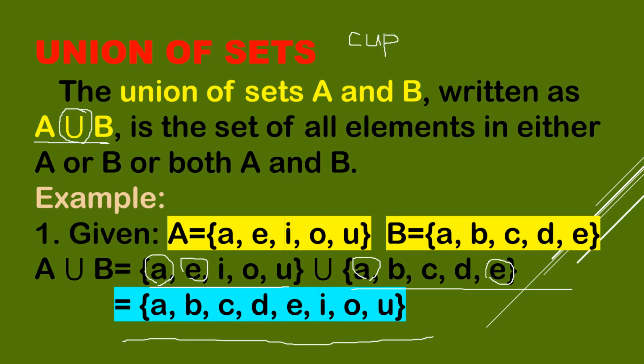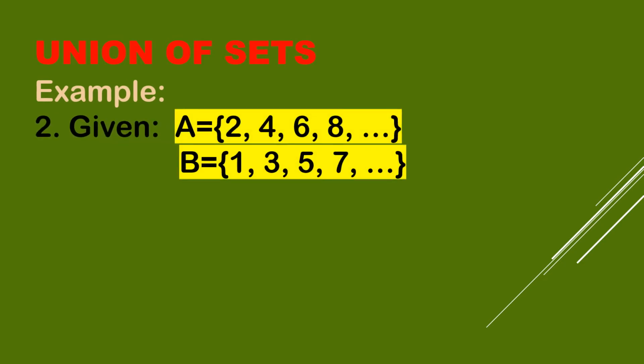Let's have another example. Given, set A consists of elements 2, 4, 6, 8, ellipses. So that means, ano ang kasunod ni 8? Kung napapansin niyo, may pattern na tayo. So these are all even numbers. So 2, 4, 6, 8, 10, 12, 14, and so on na yan.